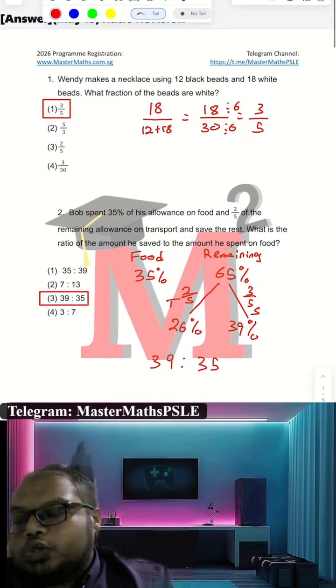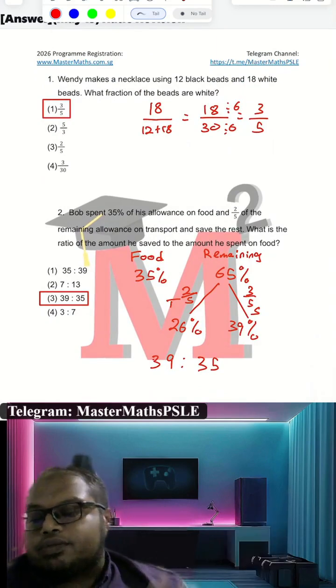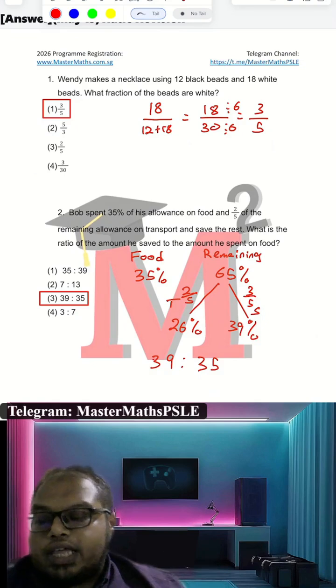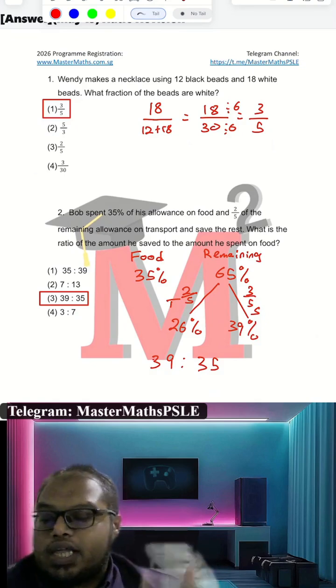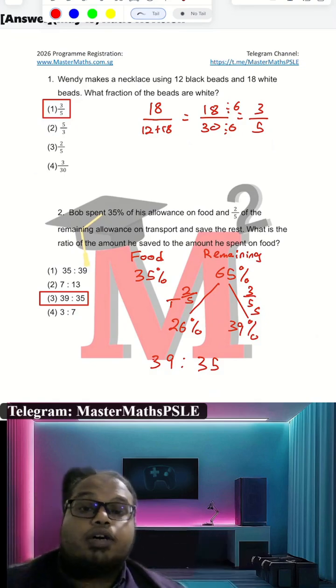Okay, so 12 and 18, we basically just form the fraction, which is 18 over 12 plus 18, which is 18 over 30 and 3 over 5.